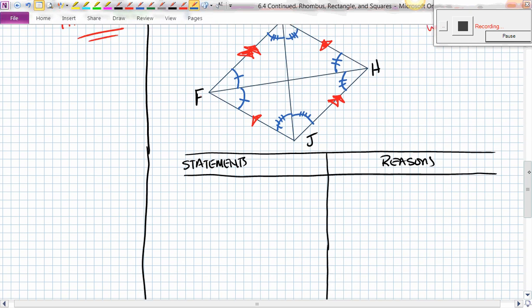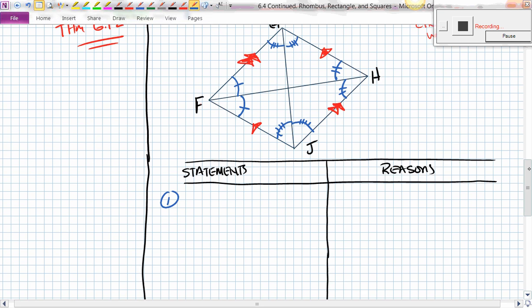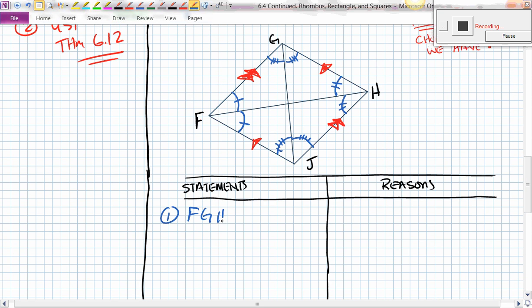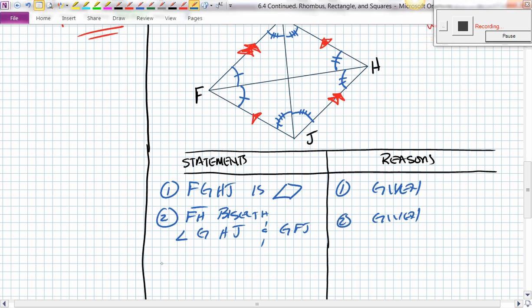Let's go ahead and do that. Let's state the givens, and we have our proof. So number 1, we know that FGHJ is a parallelogram because it's given. Okay. We know that FH bisects angle GHJ and angle GFJ because it's given. Thank you so much for giving that to us.